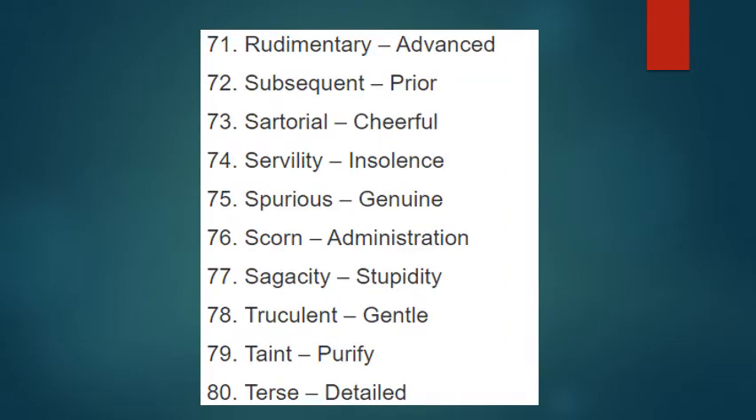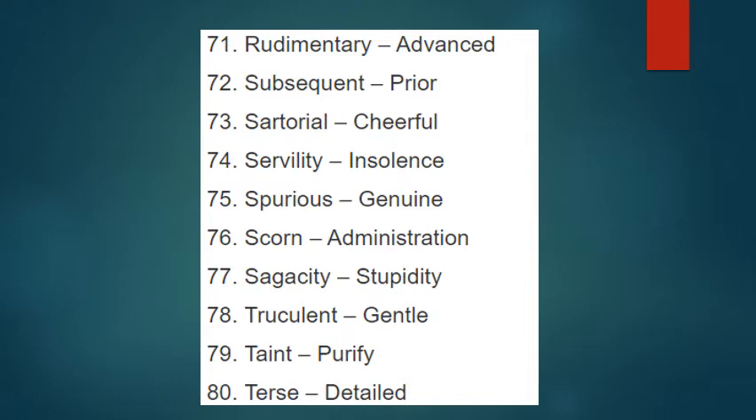Rudimentary, elementary, advanced, subsequent, prior, sartorial, cheerful, servility, insolence. Insolence means rudeness, rude, and servility, ready to serve. Spurious, fake, genuine, scorn, ridicule, administration. You follow the administration and you scorn, you ridicule.